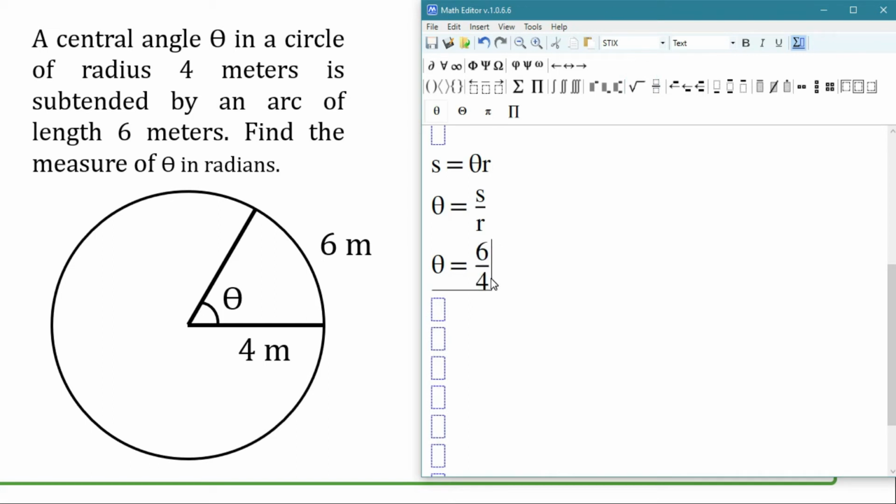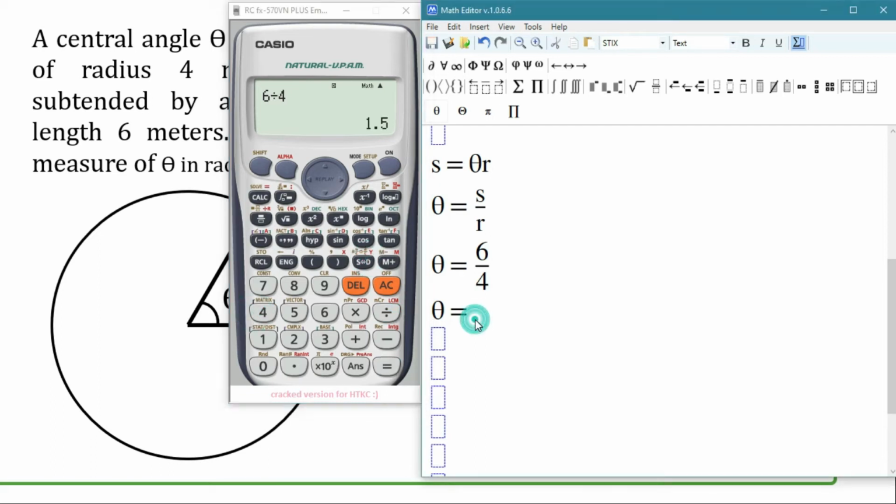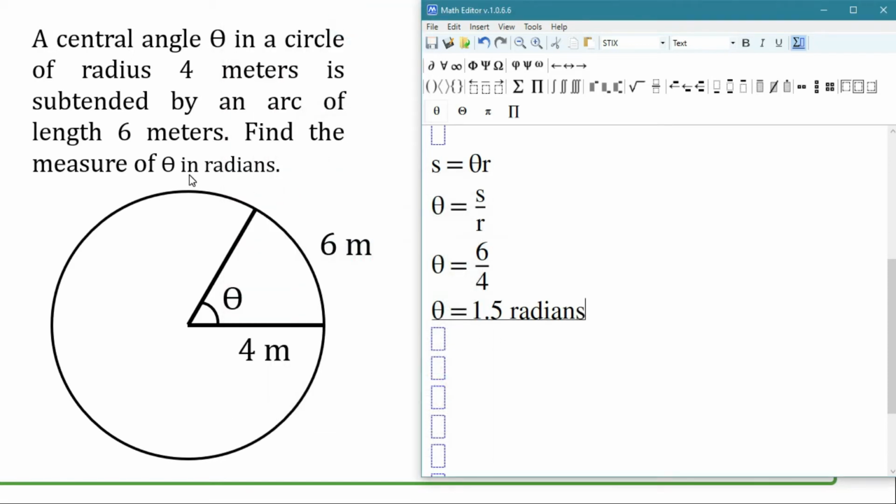If we convert this, theta equals 6 over 4, or 6 divided by 4, which is equivalent to 1.5. Meaning to say, the value of theta here would be equivalent to 1.5 radians. Since the problem requires us to find the measure of theta in radians, that would be 1.5 radians.